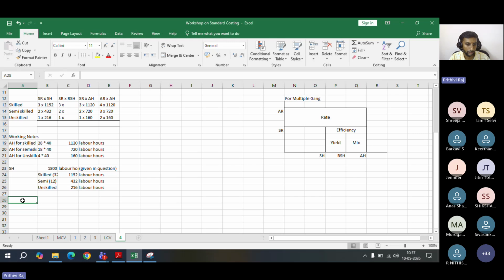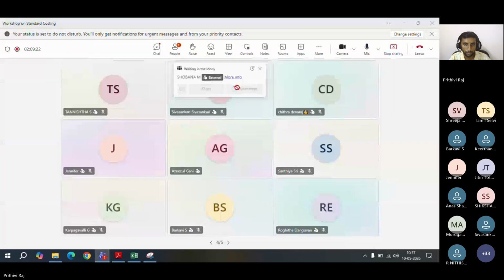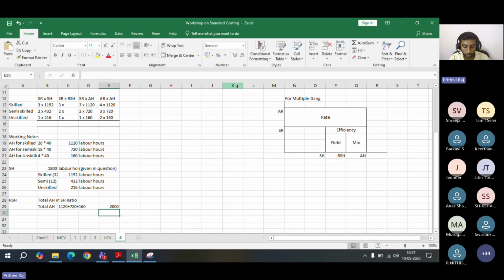Next, we have to find out RSH. What is RSH definition? Total AH in SH ratio. What is my total AH? I have to sum all the AH values. All the 3 AH values I have to sum. 1120 plus 720 plus 160, that is 2000. What ratio am I going to split into? SH ratio.